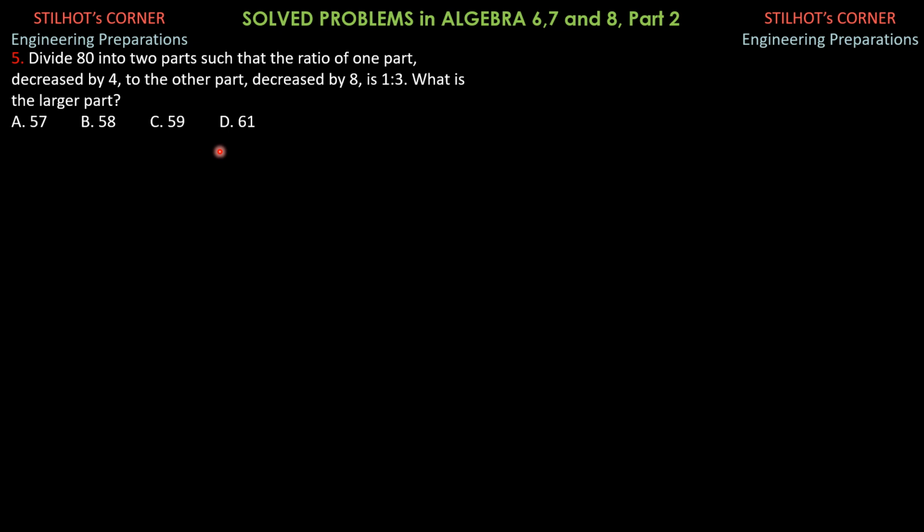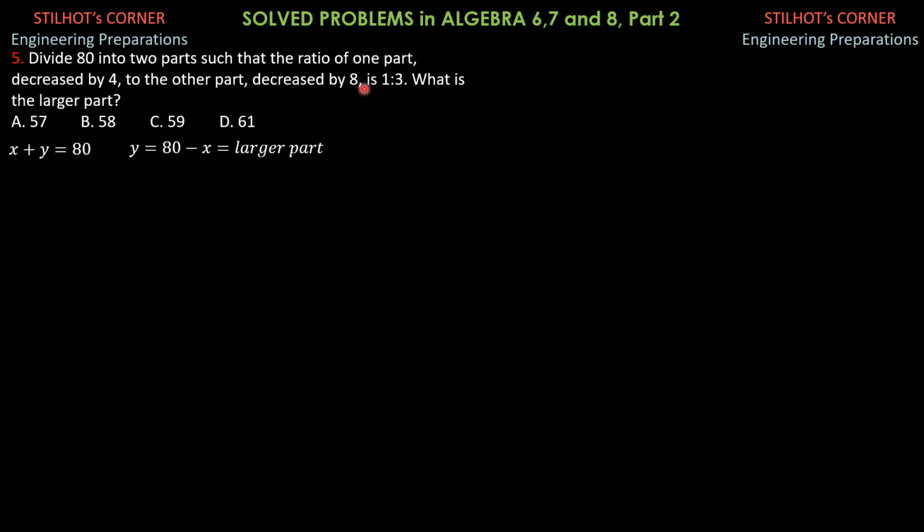So I'll call x as the smaller part and y as the larger part, and x plus y equals 80. So therefore the larger part y is 80 minus x. So based on this statement that the ratio of one part decreased by 4 to the other part decreased by 8 is 1:3. Since the denominator is greater, it should be y in the denominator and x in the numerator.